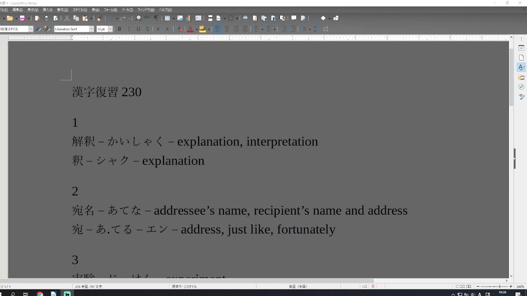This is kanji writing practice. I like to memorize kanji by writing them down. If you'd like to follow along, feel free.